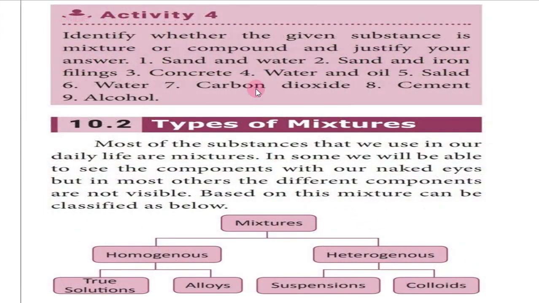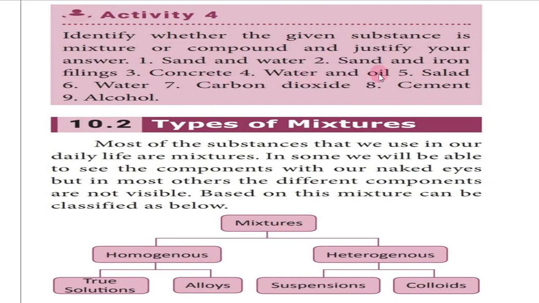Then an activity is given, you should find out the answer. We need to find out whether the given substances are mixtures or compounds. See, sand and water. Sand and water you can separate out, right? So is it a mixture or a compound? Mixture. Then sand and iron filings, mixture. And concrete we cannot separate out, right? So it is a compound.